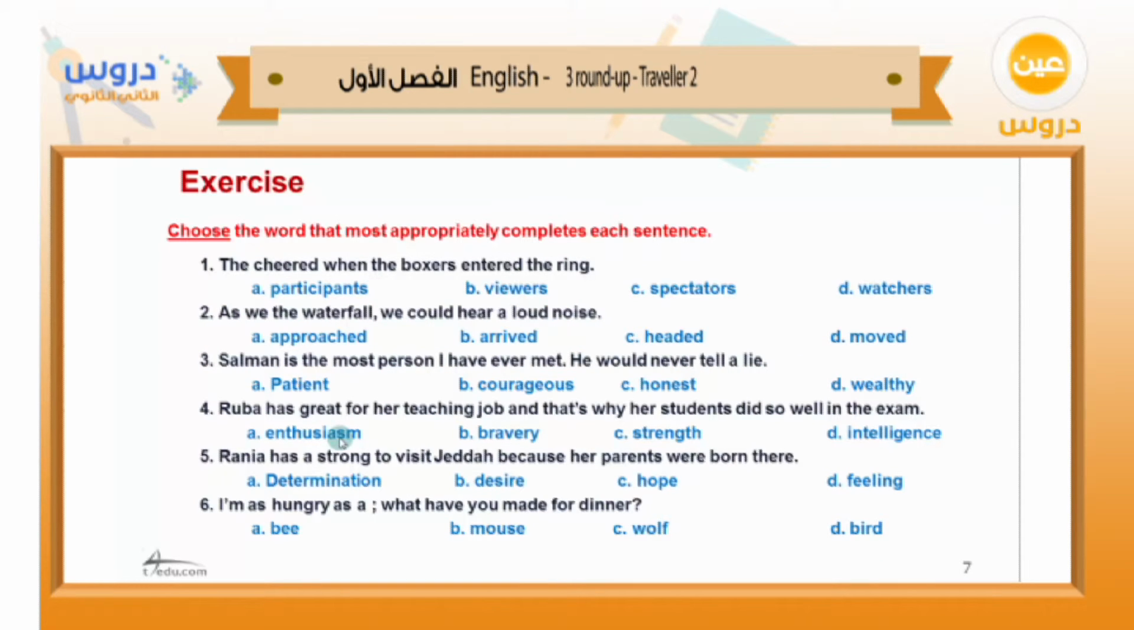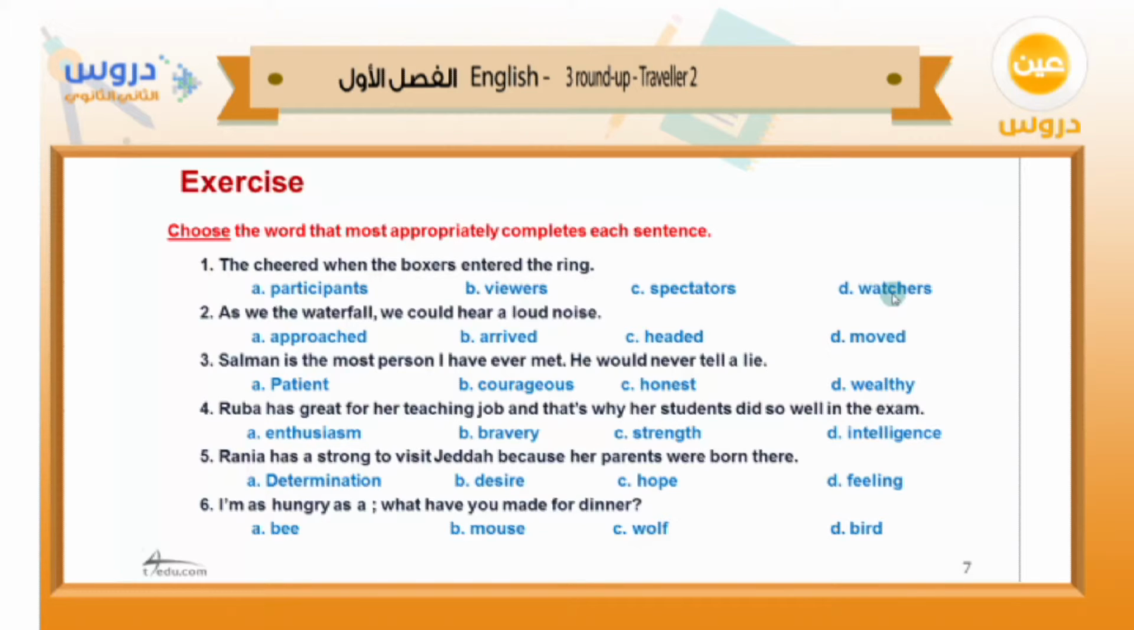Now let's do more exercises about this. Let's choose the word that most appropriately completes each sentence. This is about a little bit of grammar and meaning. So what do we say? The options are A, B, C, or D: the participants, the viewers, the spectators, or the watchers cheered when the boxers entered the ring.